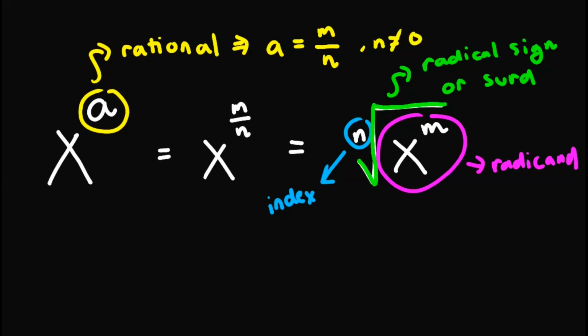Now, just a quick note. If we have here, say, this one, there is no index present. If the index is not present, we automatically assume that n here is equal to 2. And we call this one the square root. So that is the most basic form of radical.